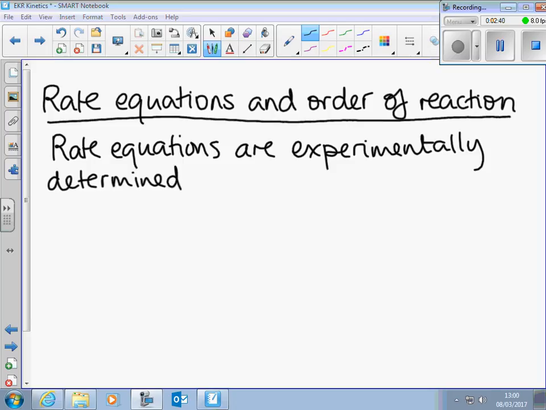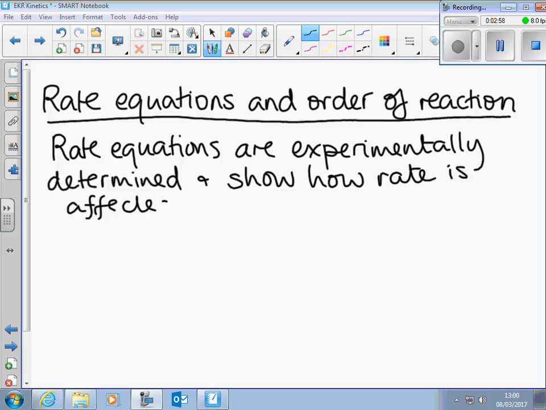And the idea of a rate equation is that it shows how rate is affected by concentrations of reactants. So how rate is affected by, and I'll just use the square brackets to say concentration of reactants.